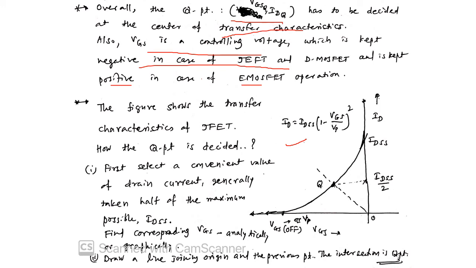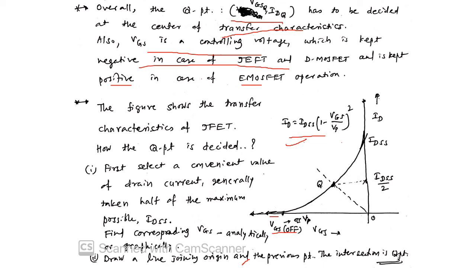We know the governing equation: ID is equal to IDSS into (1 minus VGS over VP) squared, where VP is the pinch-off voltage. It is also called the VGS off voltage, that is, the gate to source voltage to make it off. There is almost no current passing when VGS is even less than VP. This is a quadratic relationship between VGS and ID. ID is changing quadratically.